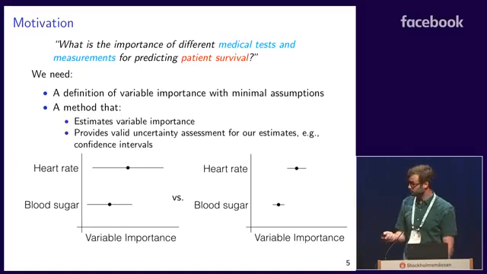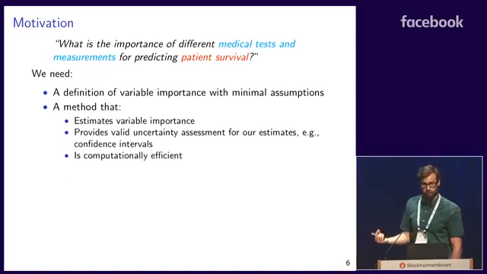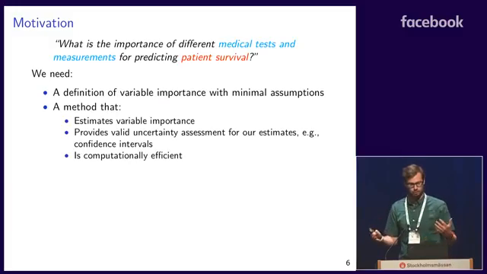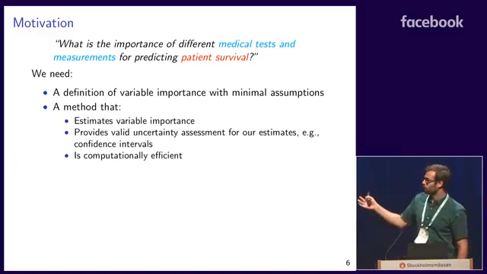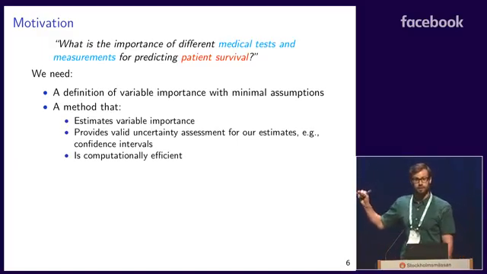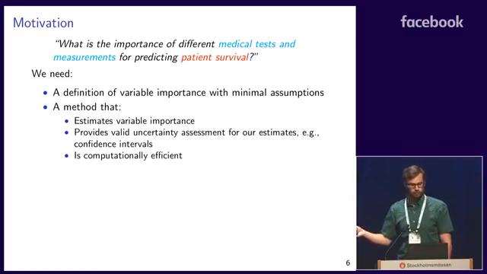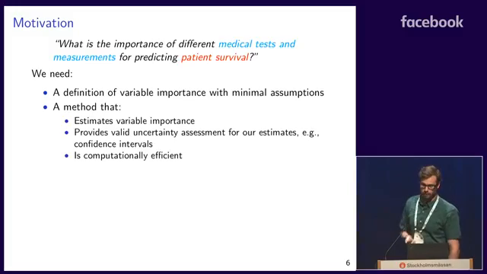And the final thing for this variable importance measure and procedure is that we want our method to be computationally efficient, because people aren't going to use the method if it takes a really long time to fit. So this leads us to focus on neural networks in particular for doing the estimation, but we're going to have to use some tricks to get valid uncertainty estimates.